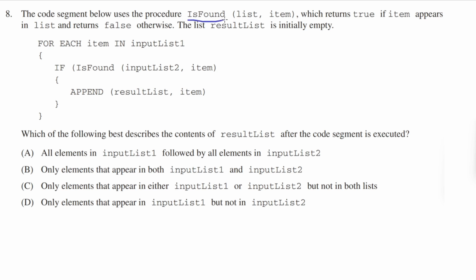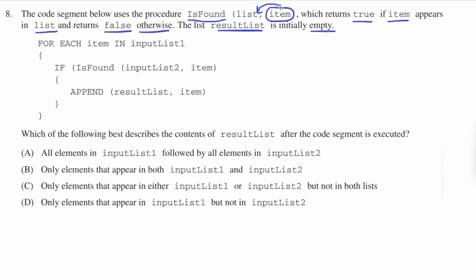Procedure is found takes in a list and an item as parameters. It returns true if the item appears in the list and false otherwise. The list result list is initially empty. So we have this code here, which uses this is found procedure that returns true when the item is found inside this list, and this list is a collection of various items.